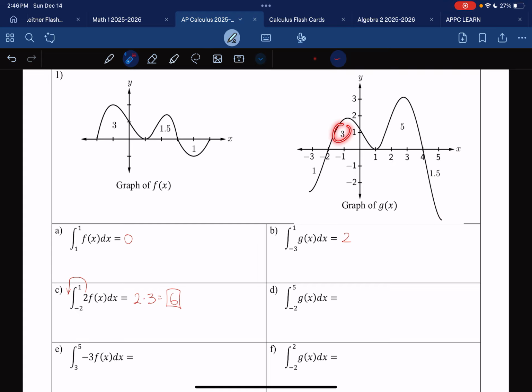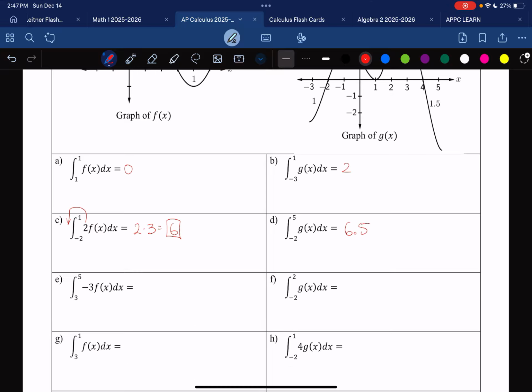For part D, we're going from -2 to 5 of g. That means I'm doing 3 plus 5, which is 8, minus 1.5, which is 6.5. So this is just going to be 6.5. All right, what about E?